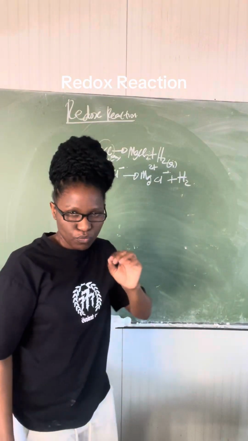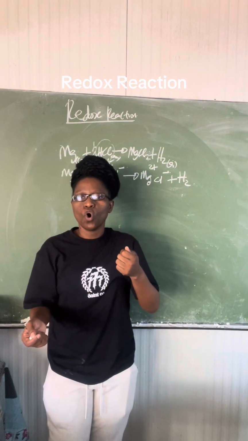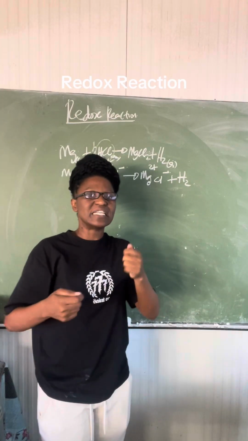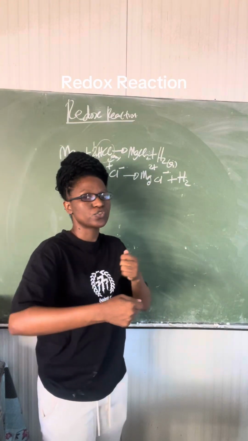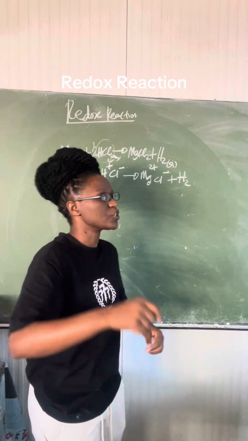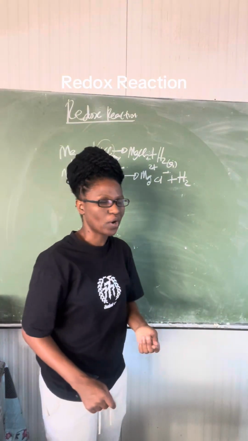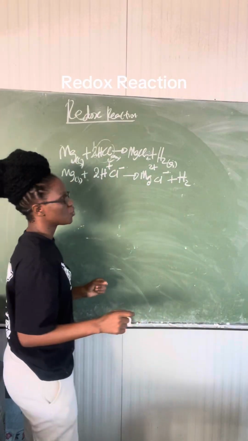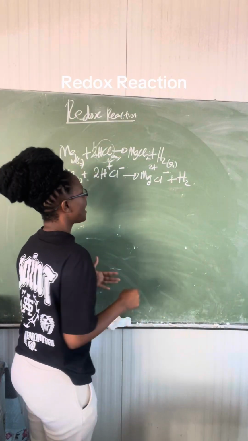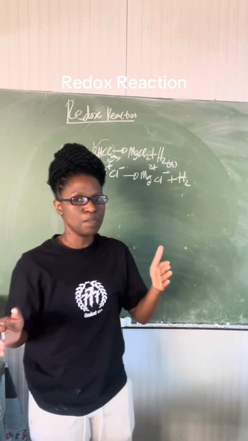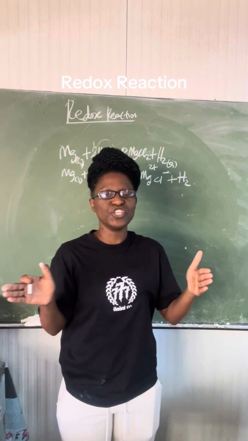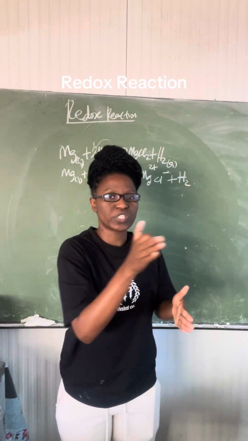From there, we want to check where the increase in the oxidation number or the decrease in the oxidation number occurs between magnesium, hydrogen, and chloride. The first thing that you have to pay attention to is the element or the ion where there is no change in the oxidation number.